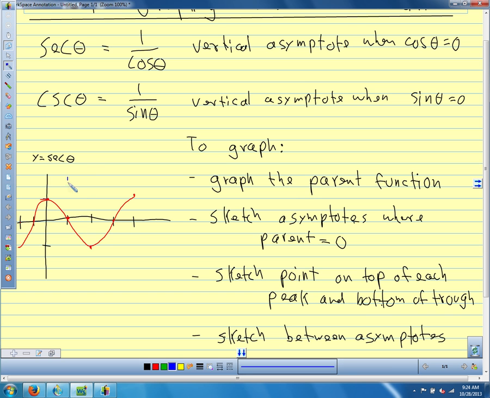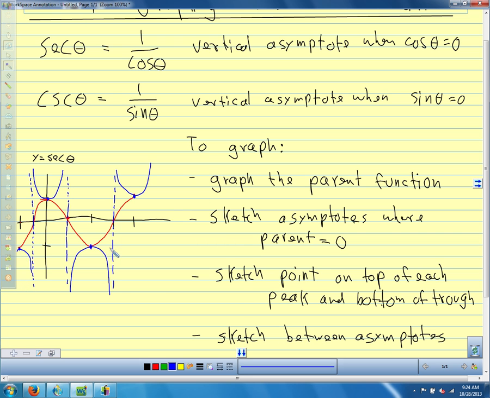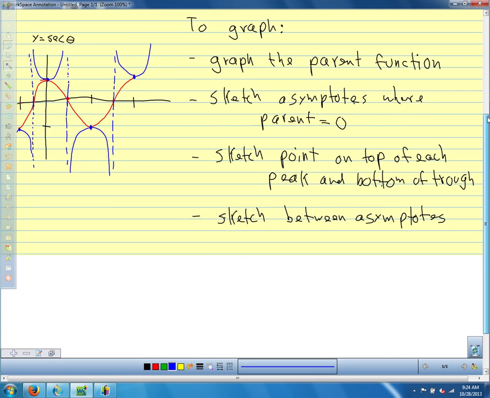Now we'll sketch our asymptotes everywhere this equals 0. So everywhere that it crosses the x-axis, I'm going to sketch an asymptote. I have a point on the top of each peak and the bottom of each trough. And then I'm just going to sketch my function between the asymptotes. And there would be, in blue, the sketch of y equals secant theta. So as long as we know what the graph of the cosine function looks like, we're set.